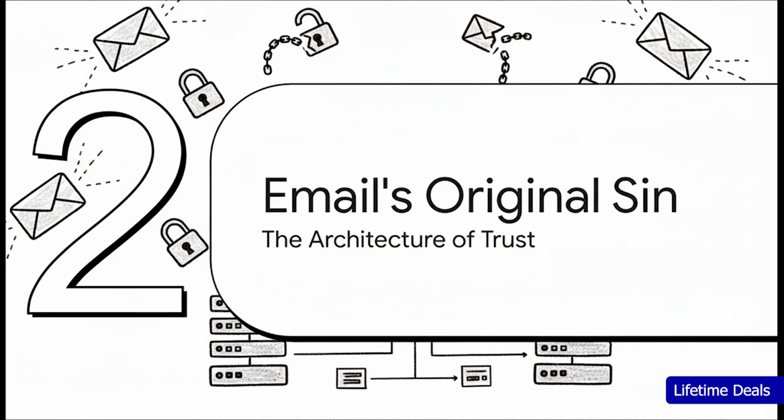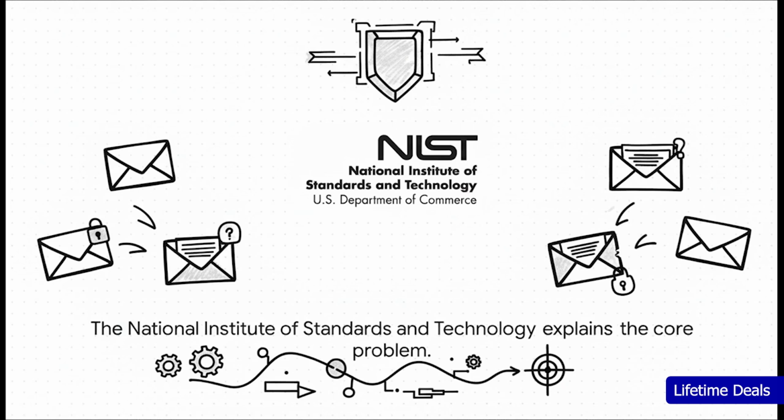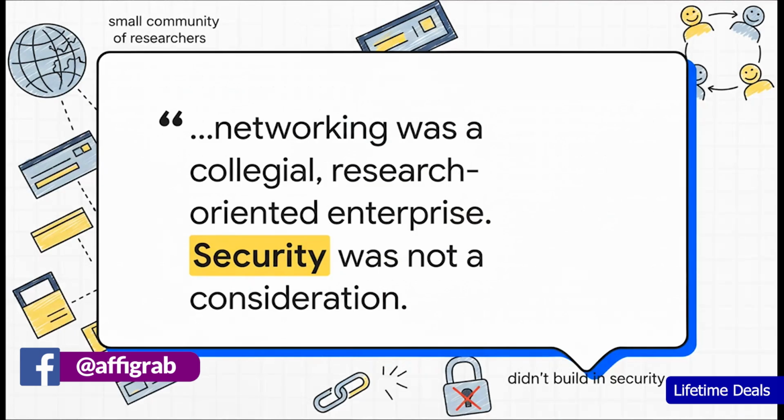Well, to get that, we need to zoom way out and look at the very foundation of how email was built. It's kind of like email's original sin. And to really get it, we have to go straight to the source, the authority on these things, the National Institute of Standards and Technology, or NIST. You dig into their documents and you find the fundamental flaw that we're all still dealing with today. And this sentence right here, this is the aha moment.